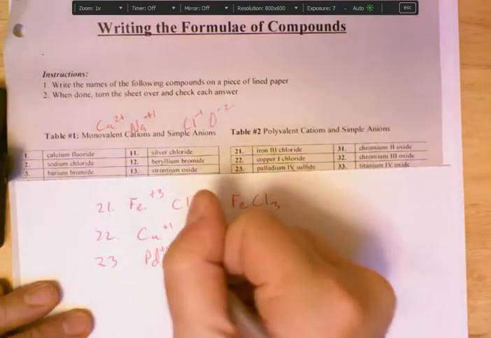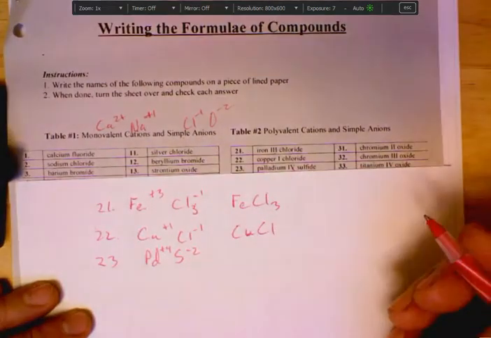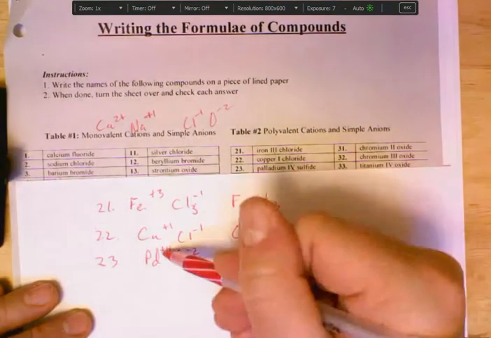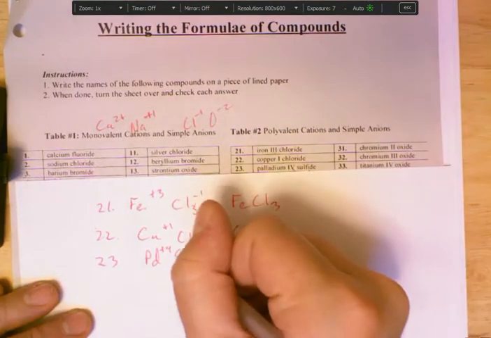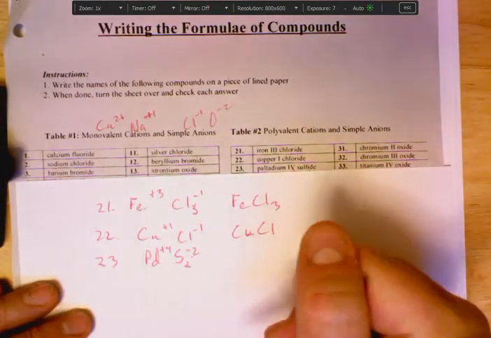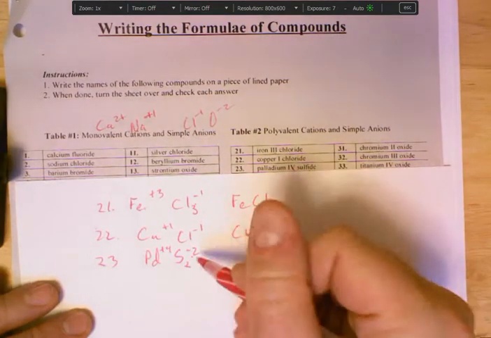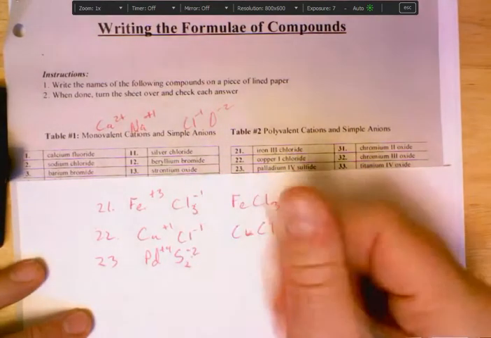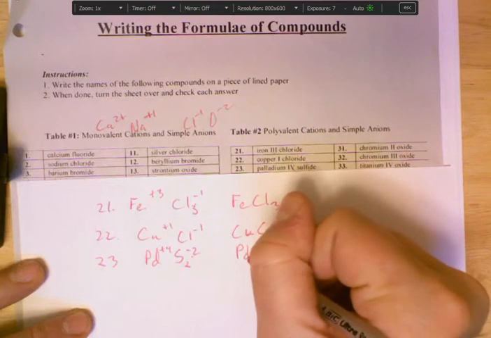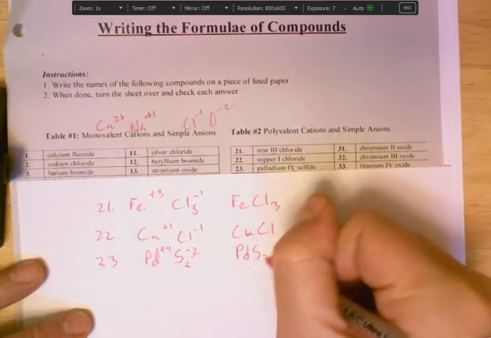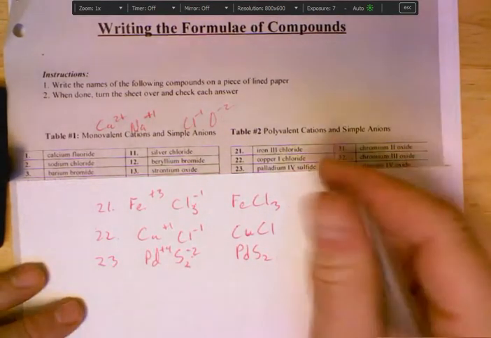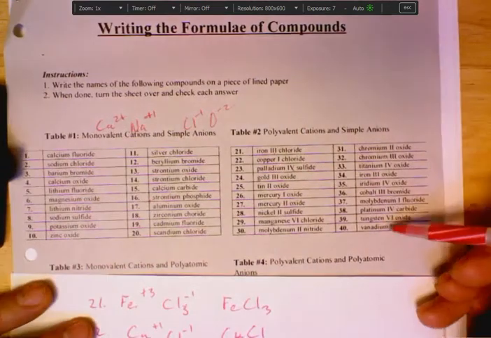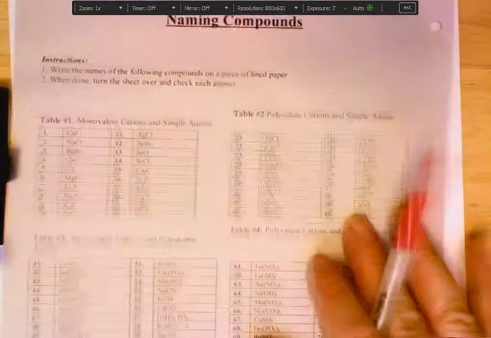And then sulfide on your periodic table is S, and it's -2. So the charge on the anions has to equal the charge on the cations, so we're going to put a little subscript here, a little 2 down below, and so the charge there is -4, and the charge is +4, and we can just rewrite that without the charges, so PdS2. And you're just going to go through up to question number 40 here, and then you can flip over on the back and check your answers.